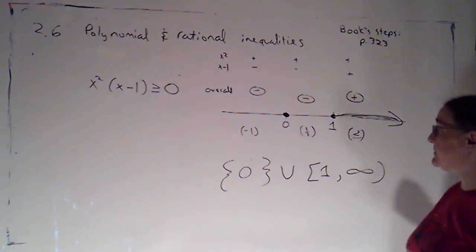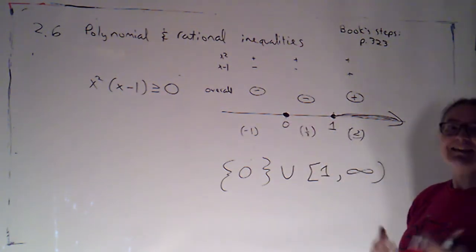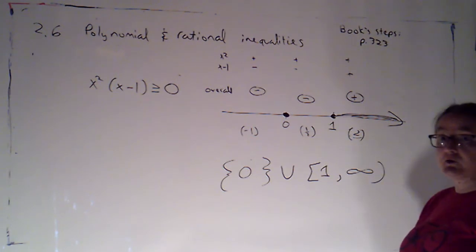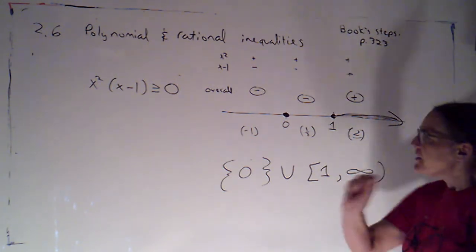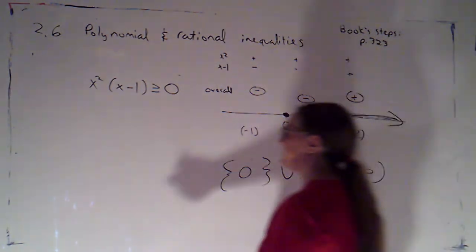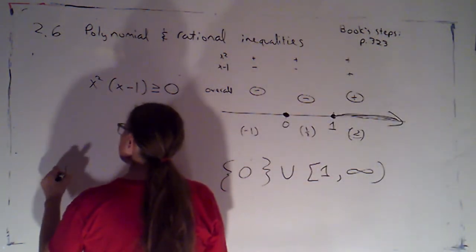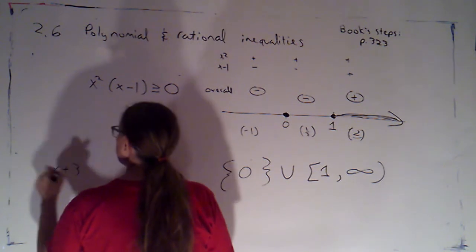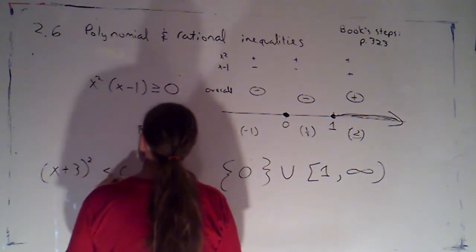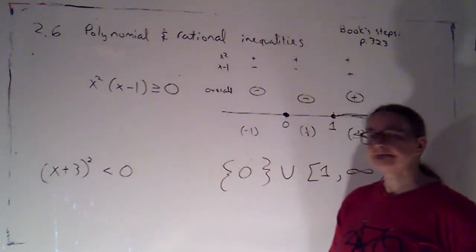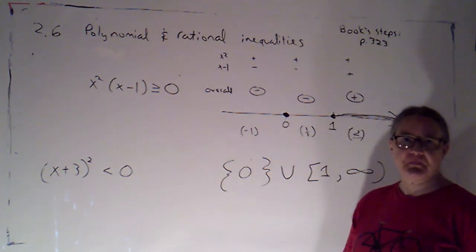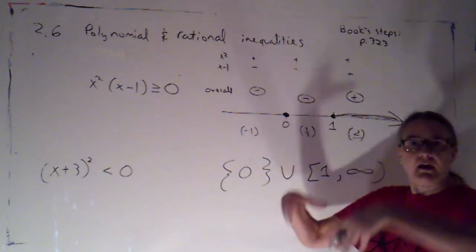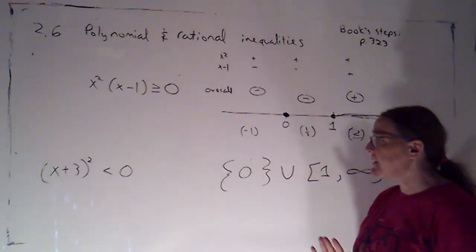You will sometimes have isolated points that make an inequality true in addition to intervals that make that inequality true. The one other interesting thing that can happen would be if I had something like x plus 3 squared less than 0. Right off the bat, I can see there's no solution. Okay. Now, if I wasn't sure, I could create my number line, but there would be no solution.